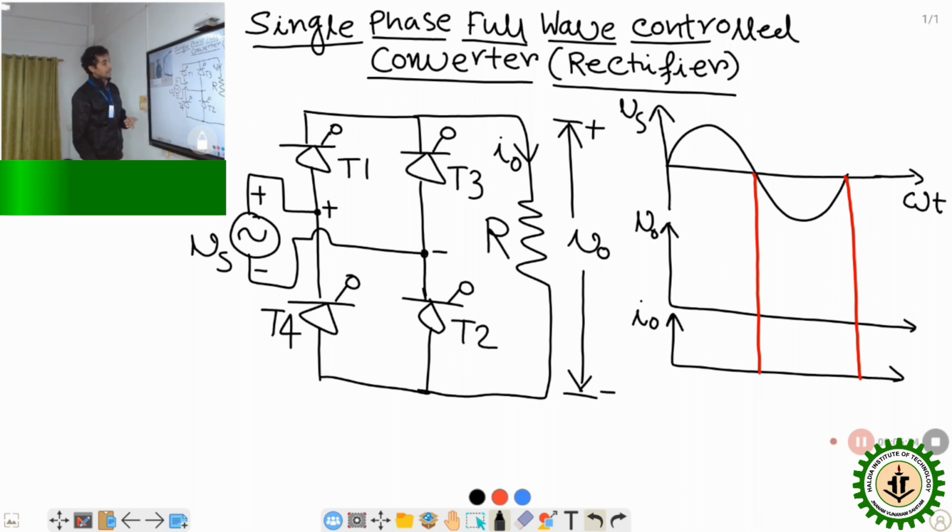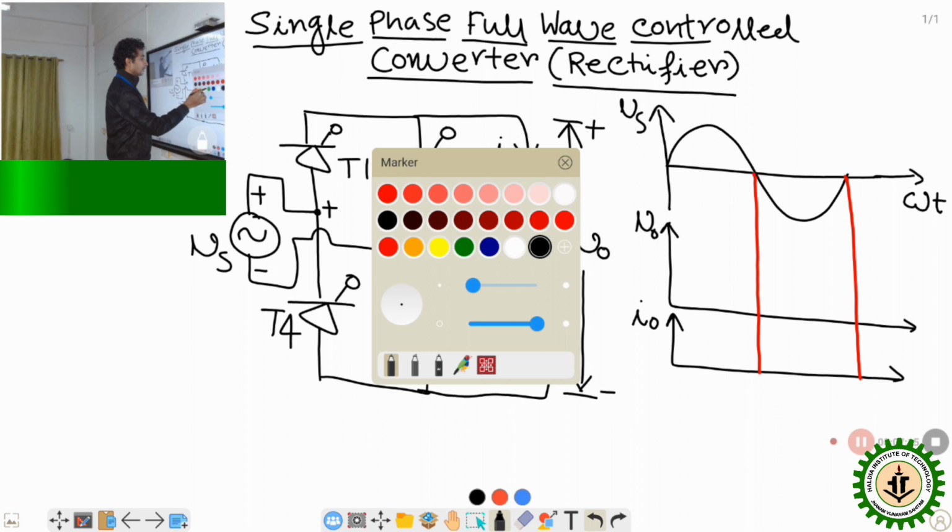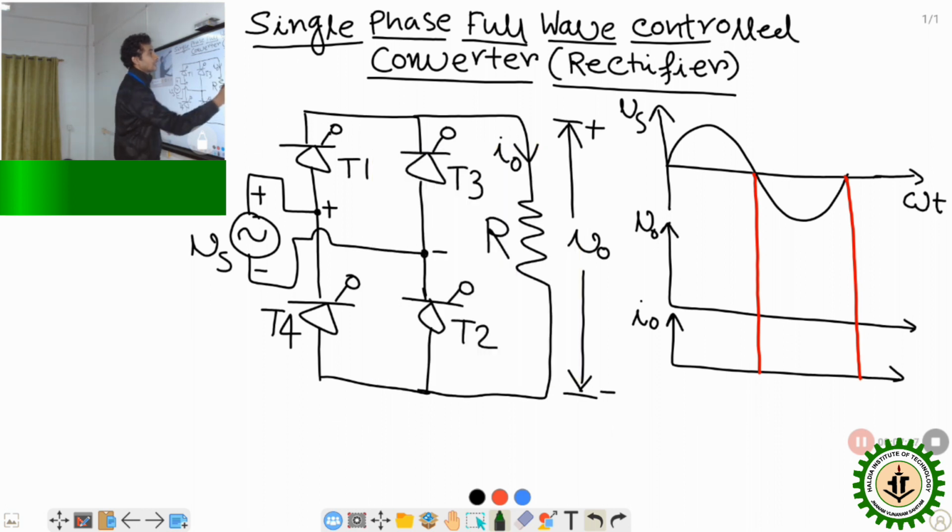But as I said, whenever a thyristor is forward biased, it is not turned on. In the forward biased condition, only if we give the gate supply is it turned on. So at some point we have to give the gate supply to make it on. Say, I am using a different color, at this point I am providing the firing angle.